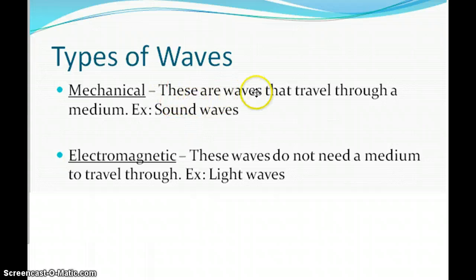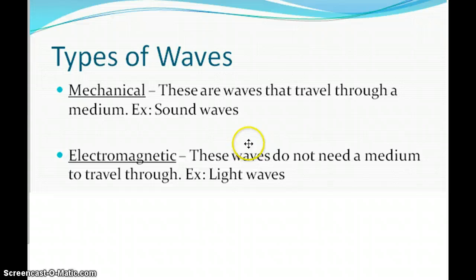We have mechanical waves. These are waves that have to have a medium. They have to have something to go through. They have to have matter to go through. No matter, no wave, because it don't matter. Okay, bad science joke. But mechanical waves need a medium to travel through.